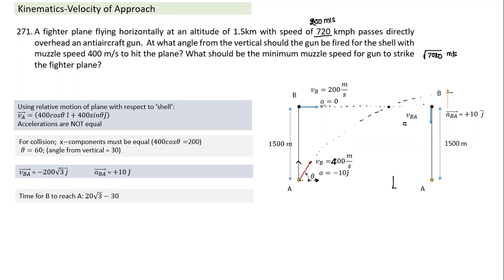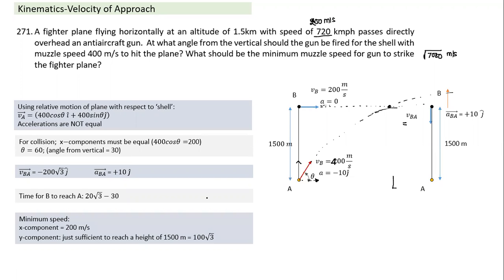That's the condition for minimum muzzle speed. As long as the X component is the same, it will keep moving with the same X component, but it must reach that height. So if we fire with minimum muzzle speed, it will hit the fighter plane when it is traveling almost horizontally, at the highest point of its trajectory. So for minimum speed, the X component has to be 200, and the Y component just sufficient to reach a height of 1500 meters, which is 100 root 3. Based on this, we can calculate. So that's what your answer is, which is right.